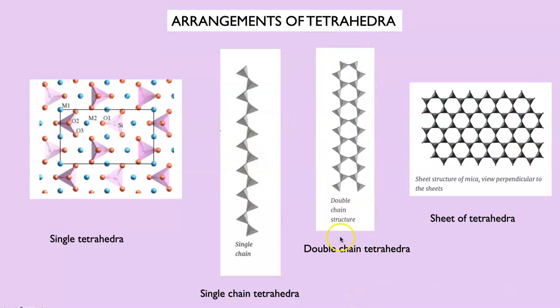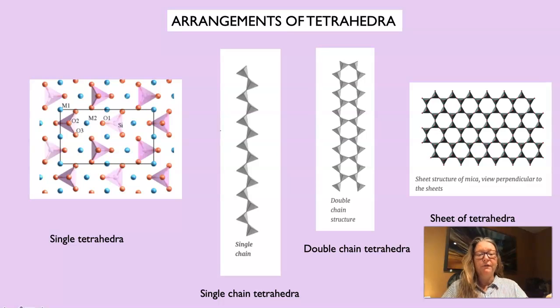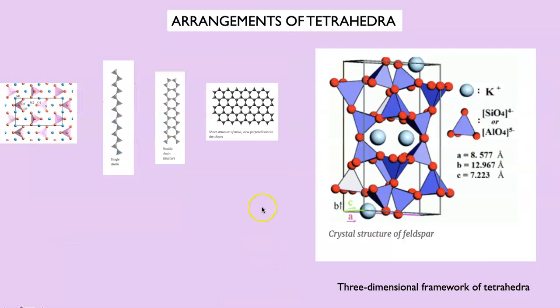Here we can hook our Legos together in an even more complex way, and we can make a double chain. Not only are the tetrahedra sharing an oxygen in the given chain, but then between them they're also sharing an oxygen. We can go further and make an entire two-dimensional sheet. This is like the micas that have a very strong sheet structure. Finally, we can move on to a three-dimensional framework structure. This is the structure of feldspars and also similar to the quartz structure that I just showed you.